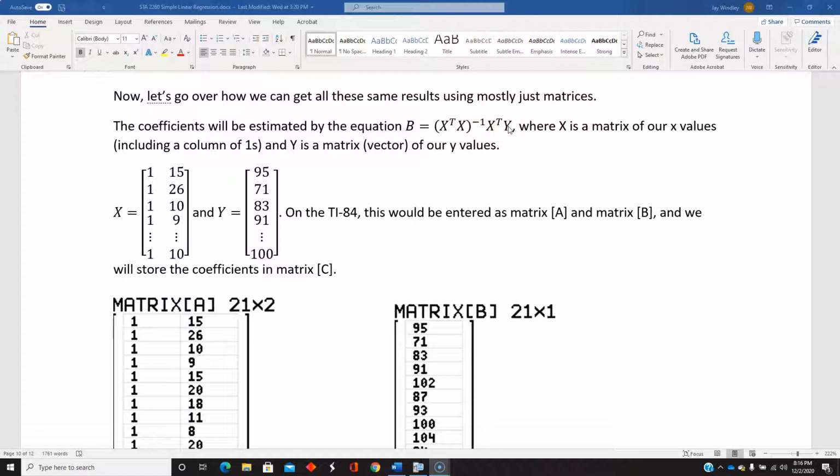Now, the difficulty in notation with the calculator is that the calculator matrices only go up to matrix J. So what we're going to do is the X matrix in our calculator we're going to call matrix A. The Y matrix in the calculator we're going to call matrix B. And the coefficients, which would normally be B sub 0 and B sub 1, we're going to put in a matrix called C. So, over to the calculator.